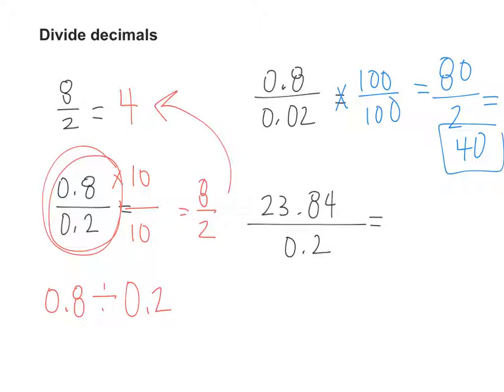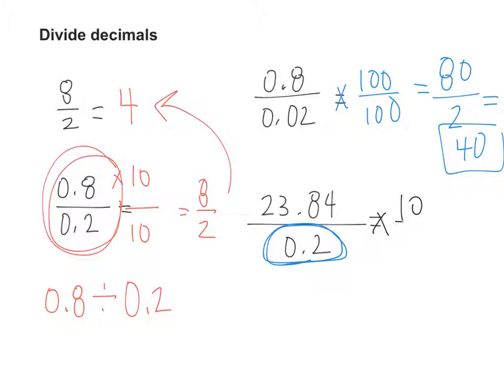Very nice. Okay, we've been working with easy numbers. What if we have 23 and 84 hundredths over 0.2? Remember, I don't need to make everything a whole number. I only need to make the divisor a whole number. So what can I multiply by to make that divisor a whole number? Reagan? 10 over 10.